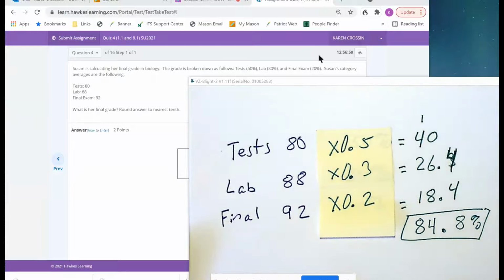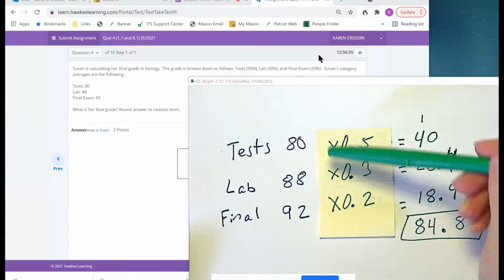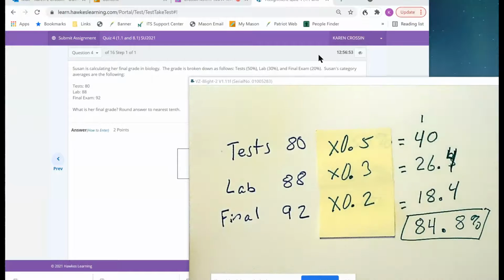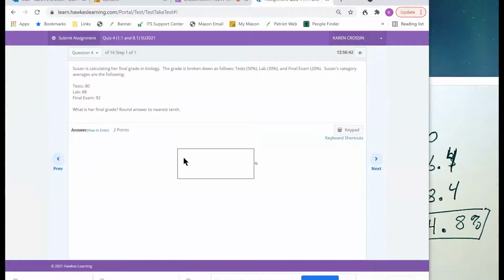84.8%. Okay, and the final was only 20%, so that means you gotta study for the tests, too, not just for the final. So, 84.8%. Did that make sense and kind of remember it from the video? Okay, so 84.8%. And anyone you want to skip on the Hawks quiz that we're doing, we can.